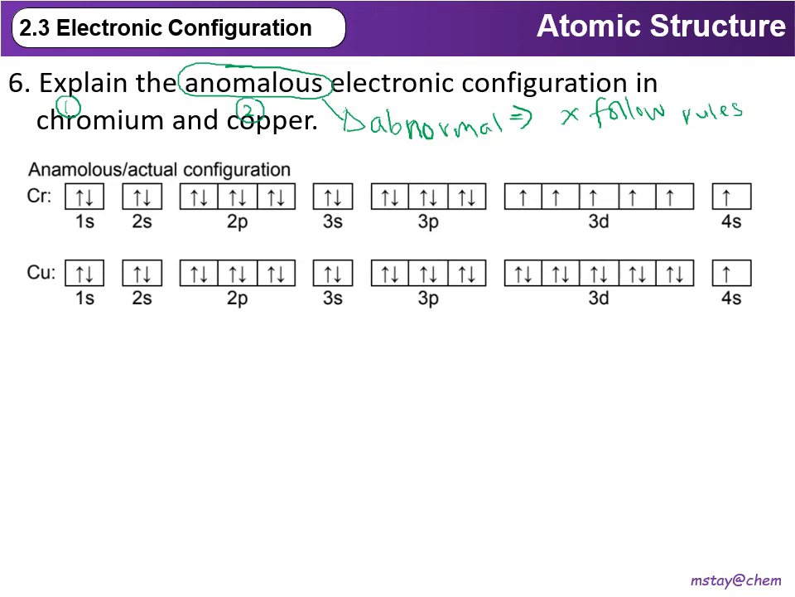For your information, chromium has 24 electrons while copper has 29 electrons. If you look here, the 4s orbital is only filled with one electron. If the question asks us to predict, we may think 4s has 2 electrons, 4s2, and then 3d4. When I draw the 3d4, the 3d subshell has 5 orbitals, so 3d4 means 1, 2, 3, 4.